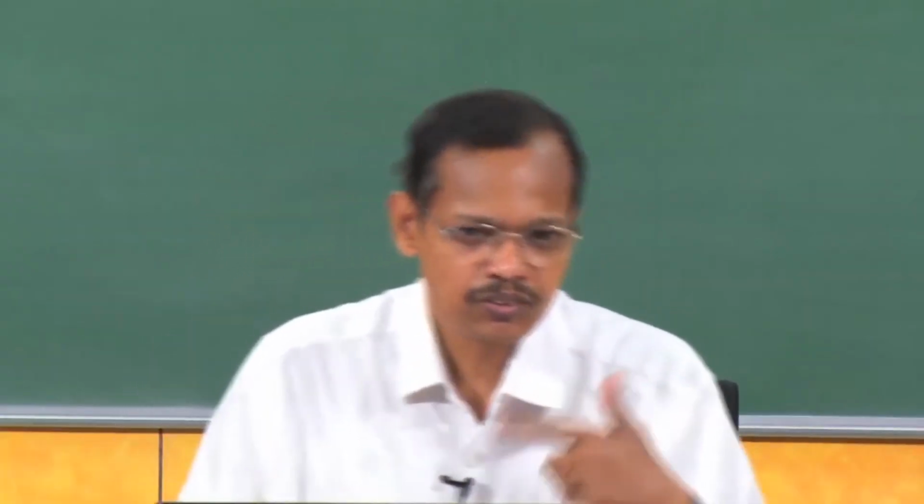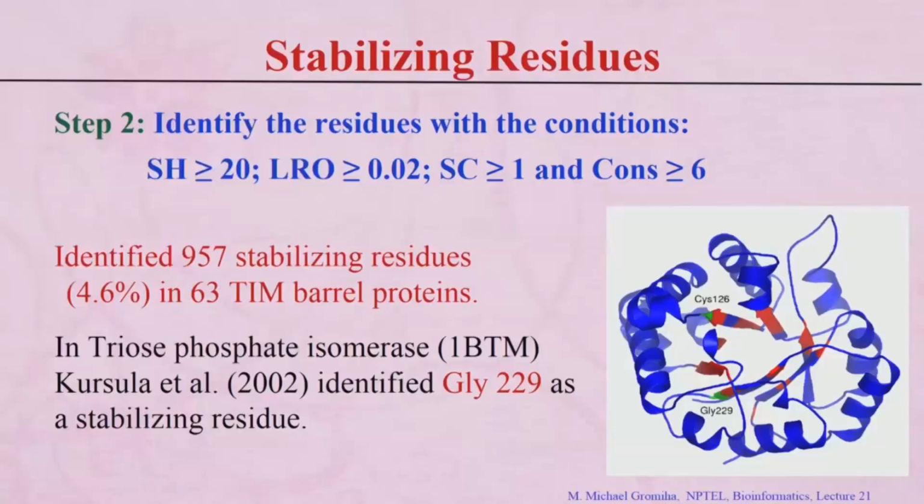Now, the issue is we need to identify the residues which are involved in stability. So, we can try different cutoff values. With these cutoff values, the residues we identify should match the experimental data. In that case you can change your threshold. If you take a particular threshold, for example, surrounding hydrophobicity more than 20, LRO more than 0.02, stabilization center greater than or equal to 1, and conservation score greater than or equal to 6.